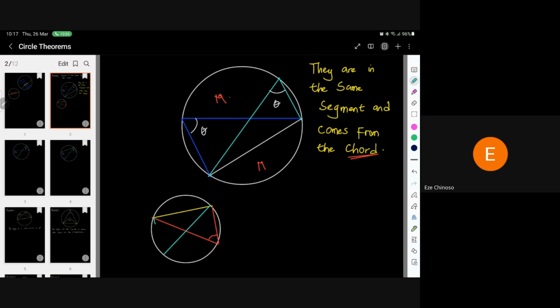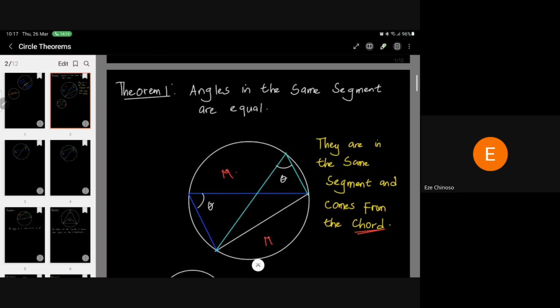Now, the next one, still from the same chord. So you could see something unique. This angle here is going to be equal to the angle here. And that is what we regard as the same segment, right? Angles in the same segment are equal. All right, that's the very first theorem.